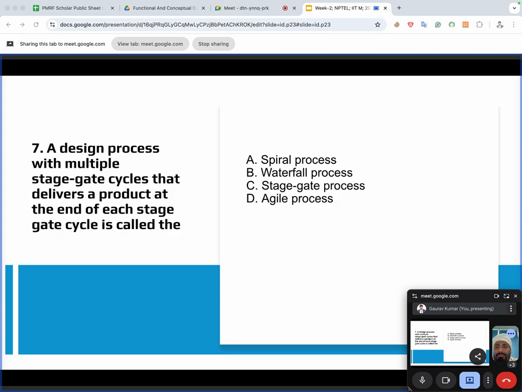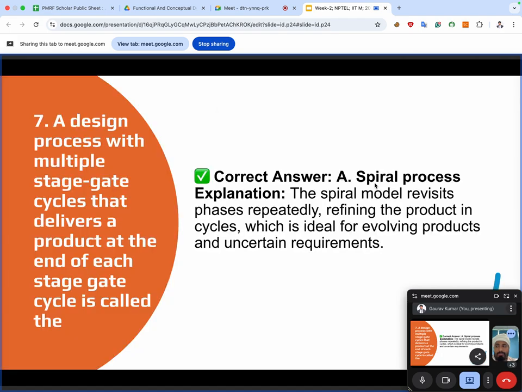So the correct answer for this question was spiral process, right? Hope it is clear, and you may also see the explanation on your screen. Let's move towards the next question.